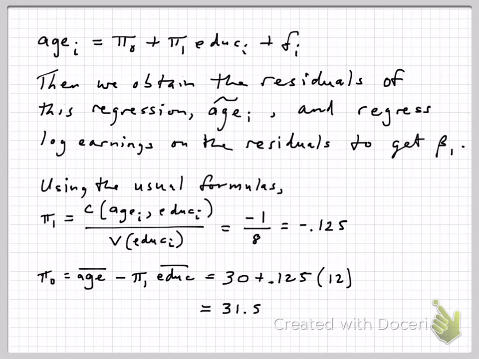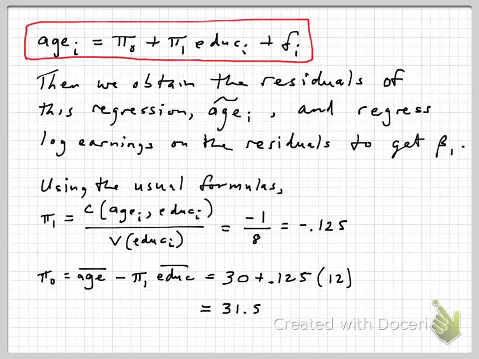So here it is. This is the auxiliary regression right here, age as a function of education, and F represents the residuals from that regression. Now what we're going to do is obtain those residuals, and we're going to call that age squiggle. That's the same as F. And then we're going to regress log earnings on the residuals to get beta 1. And that's the whole regression anatomy idea.